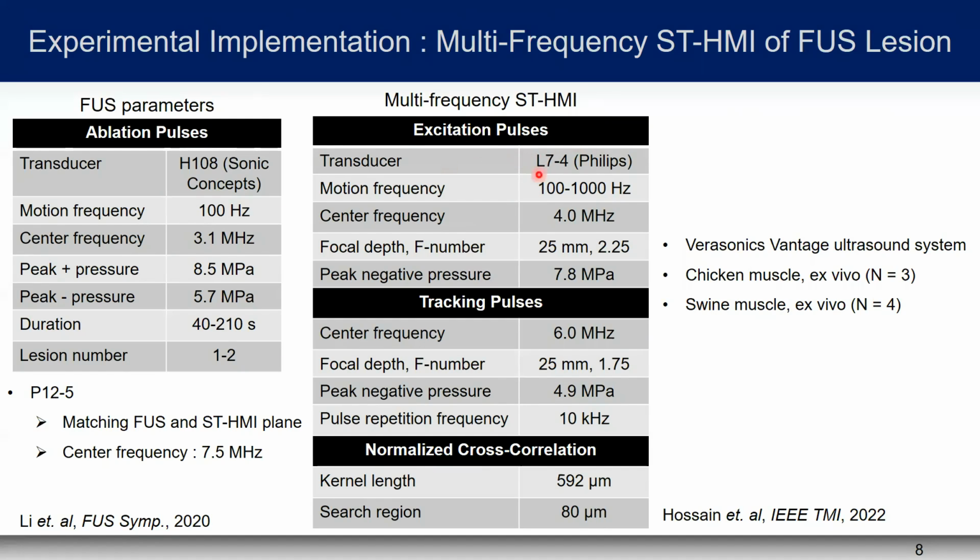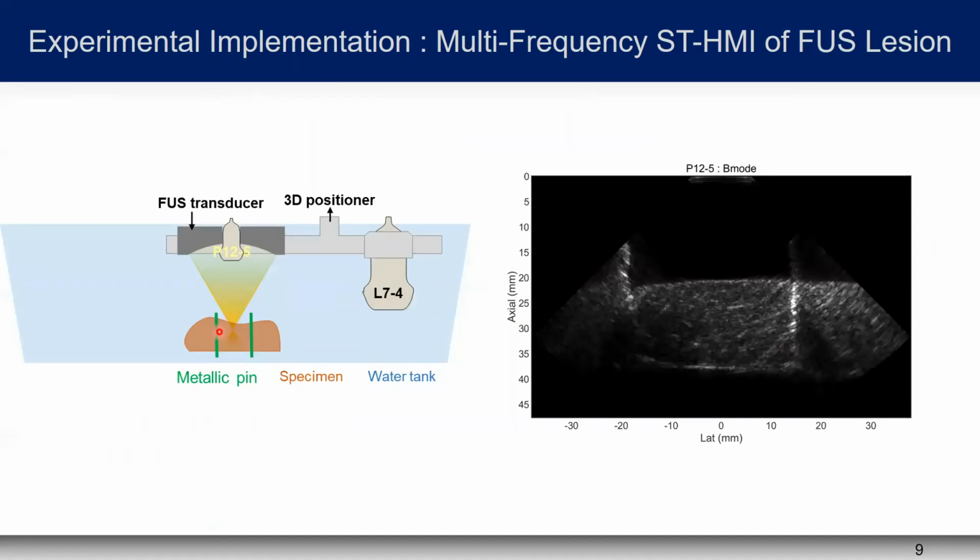STHMI is performed using an L74 with a Verasonics Vantage ultrasound system. As the L74 is larger than the opening of the FUS transducer, for this experiment we also use a P12.5, which is inserted inside the opening of the FUS transducer to match the plane between the FUS ablation plane and the STHMI imaging plane. We created a total of 7 different lesions with different sizes in chicken and swine muscle. Here is our experimental setup. We use two metallic pins to match the plane between FUS and L74.